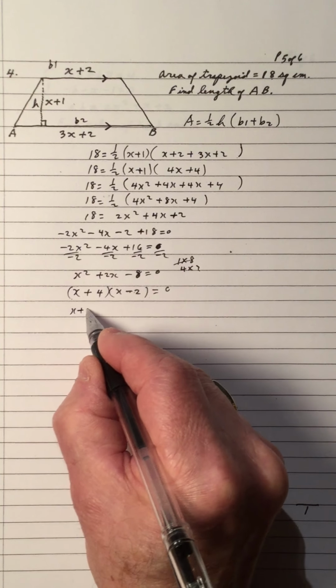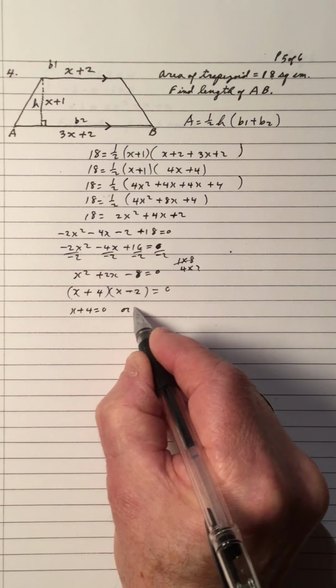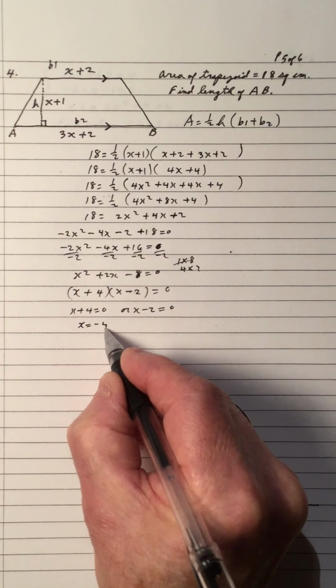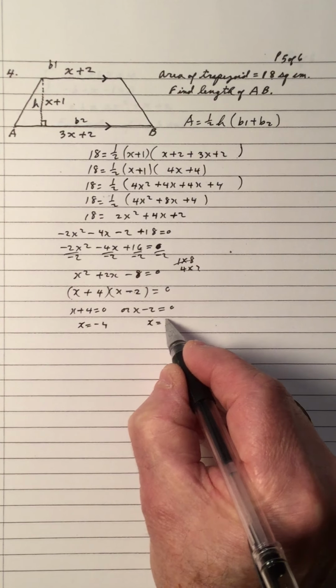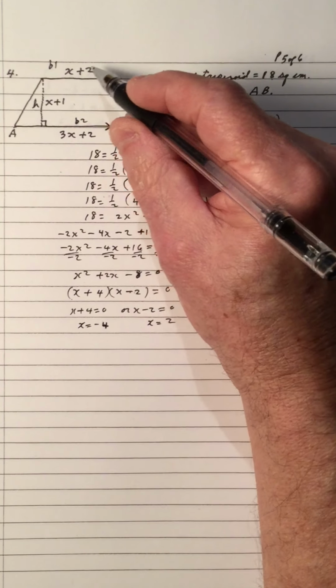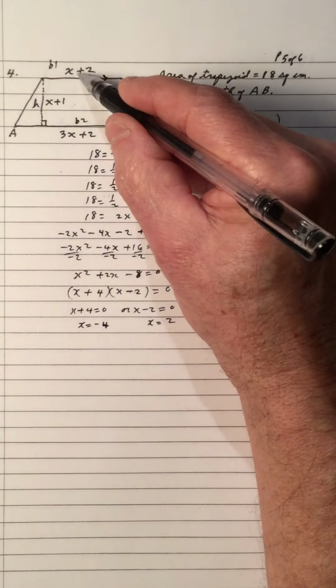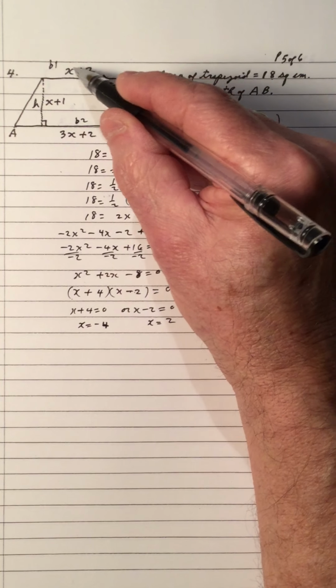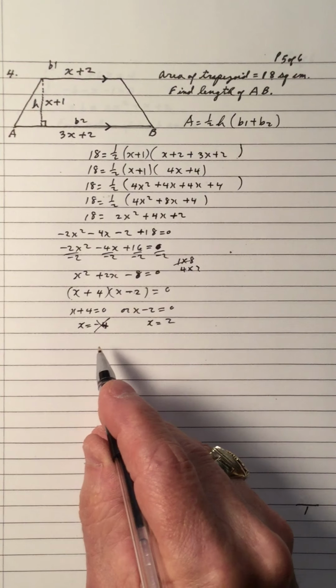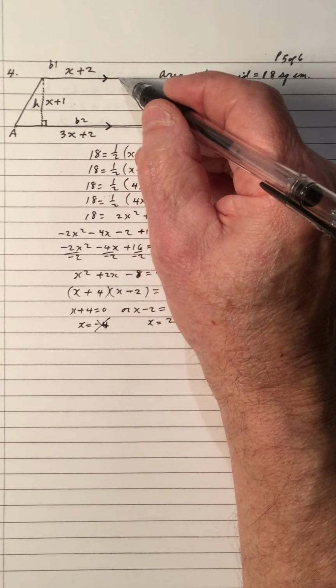So x plus 4 equals 0. X minus 2 equals 0. X is equal to negative 4. X is equal to 2. And again, we're talking about a trapezoid. If we put a negative 4 right here, we get a negative 2. So we can't use the negative 4 because it makes the length negative.